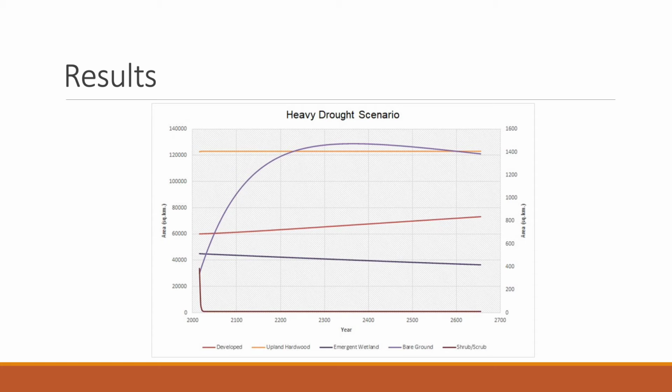We also see that emergent wetlands decline by about 19%, and that's incurring a 1% loss every 3 years. And we also lose nearly all of our shrublands. So again, that's the habitat that the Massasauga is going to occupy during the summer.